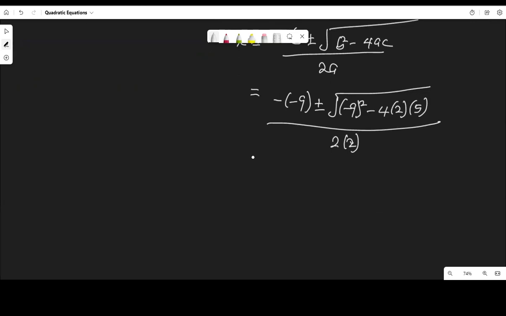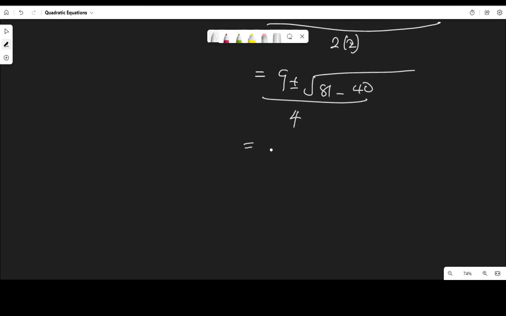Minus times minus is plus. So I have 9 plus or minus the square root of negative 9 squared, which is 81, minus 4 times 2, which is 8, times 5, which is 40, all over 4. So I have 9 plus or minus the square root of 81 minus 40, which is 41, all over 4. The square root of 41 is 6.4.